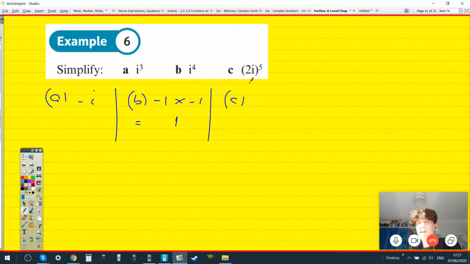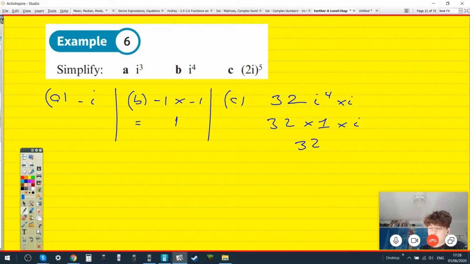What's (2i) squared? That would be -2, would it not? Well, it's going to be 2 to the 5, so that's 2, 4, 8, 16, 32. That's 32, because it's in a bracket, so it's both of them to the 5. And then i to the 5 is i to the 4 times i, so it's 1 times i, so just i. So I think it's just 32i.